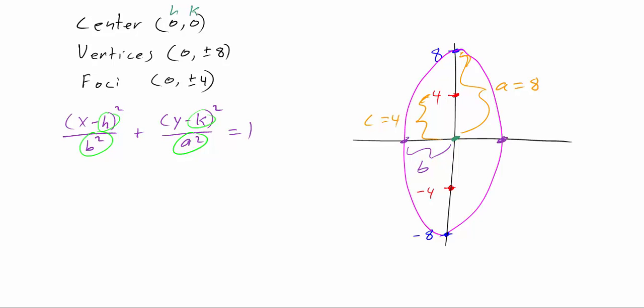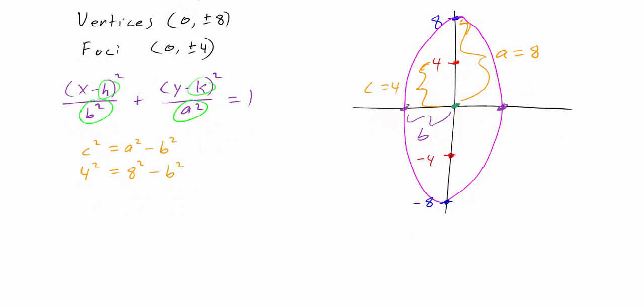Going to our formula, c squared is equal to a squared minus b squared. So 4 squared is equal to 8 squared minus b squared, so 16 is equal to 64 minus b squared. Subtracting 64, we get negative 48 equals negative b squared. Multiplying both sides by negative 1, b squared is equal to positive 48. We don't need to solve any further because we're looking for b squared, so we can leave it as 48.